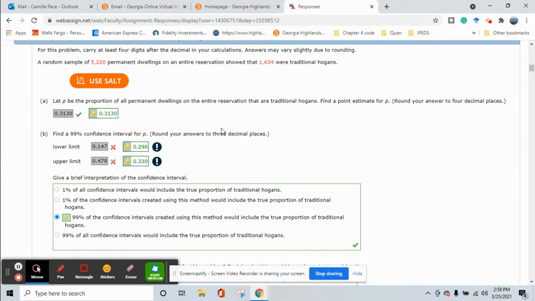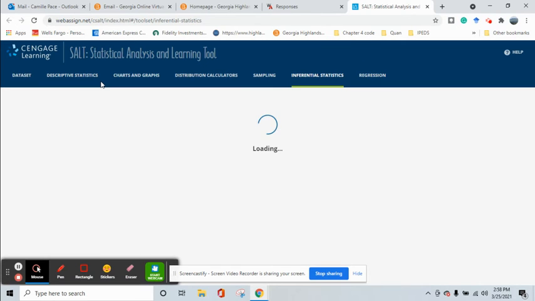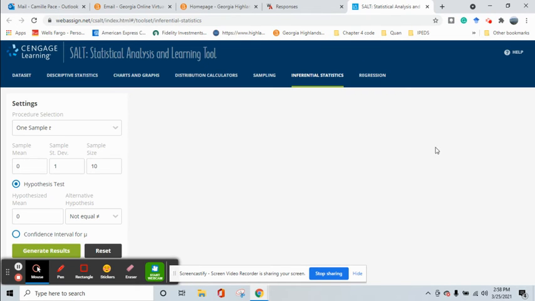And then you want to find the confidence interval. You want to find the lower and the upper limit. It's really easy to do. I'm going to do it in SALT because it makes it so much easier. I'm going to click on it. And it may not bring me to exactly what I need, but I can find it pretty quickly.